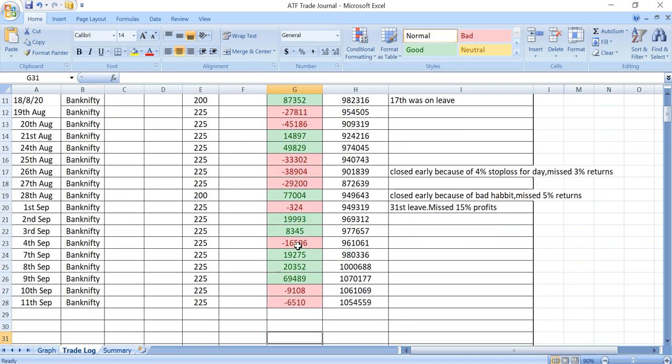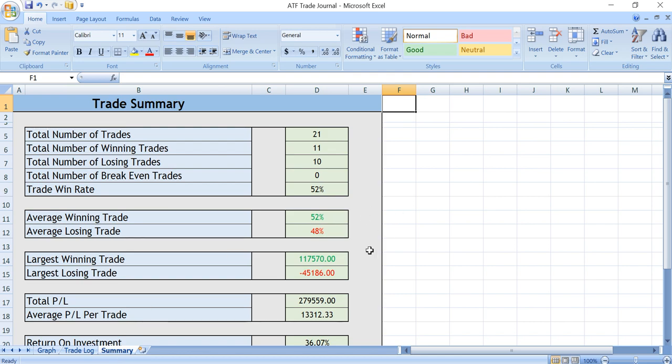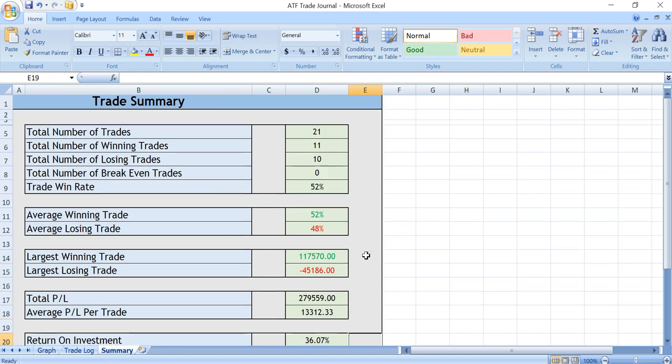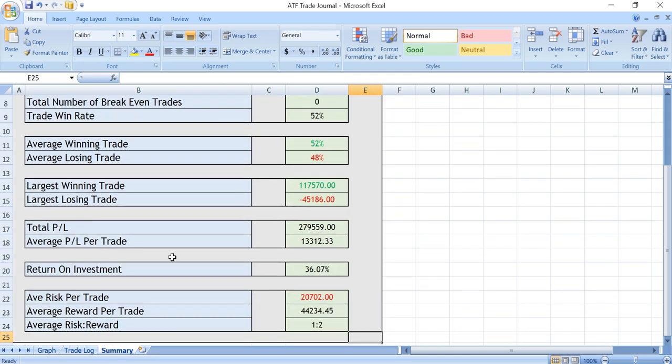So when we continue to roll the dice daily, I'll just show you the summary sheet, you'll get a better understanding. Average P&L per trade, you can see, is showing as 13,312. So what does it mean? It means that you just have to come and roll the dice daily, and you will be getting 13,000 rupees profit daily. So if at all you miss one day trading, you are going to miss 13,000 rupees profit. This is the logic, very simple.